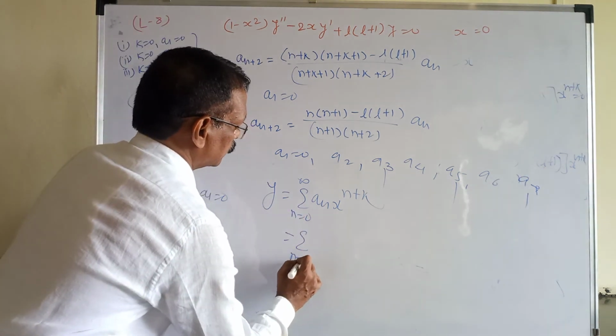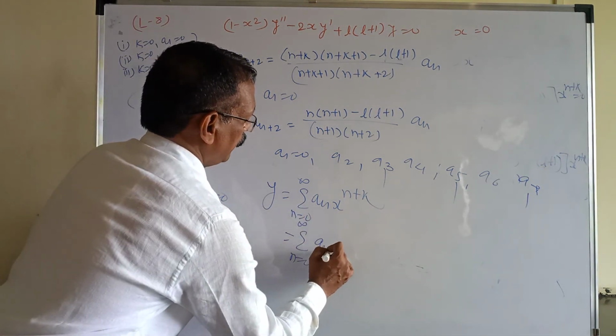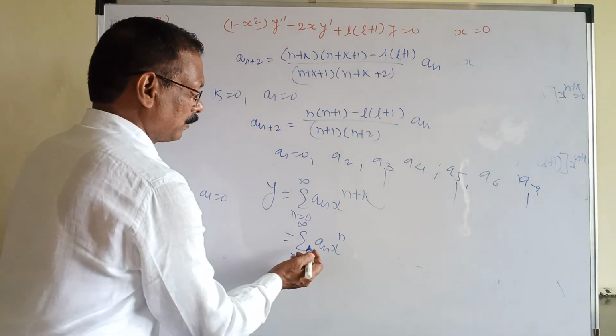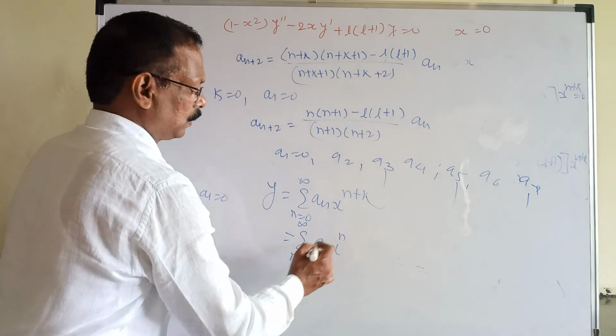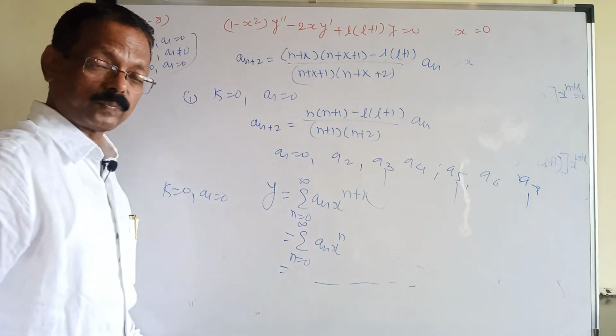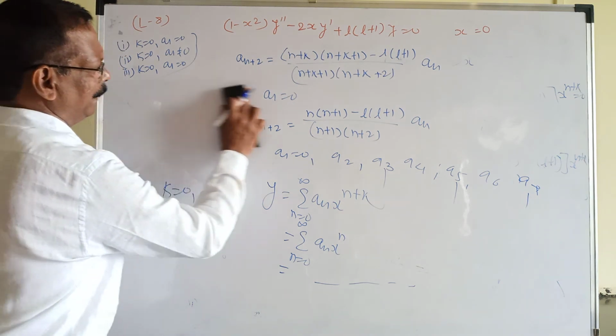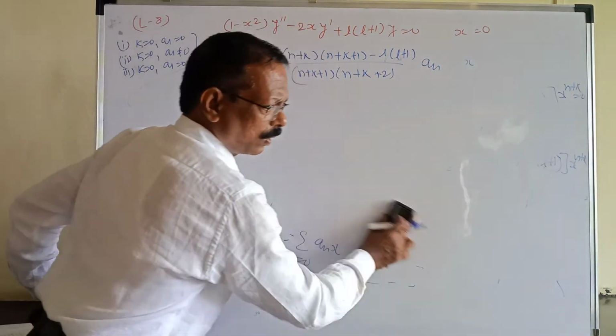So what we get? Summation of n goes from 0 to infinity, an into x raised to n only, since k is equal to 0. So substitute the values of n equal to 0, 1, 2, 3, 4. You will get the equation. This is homework for you.